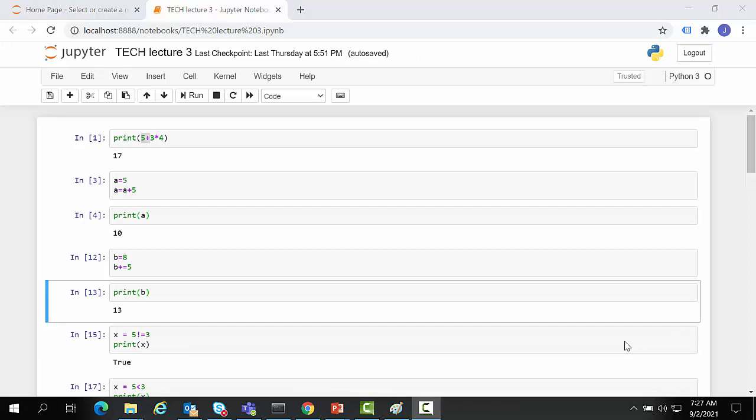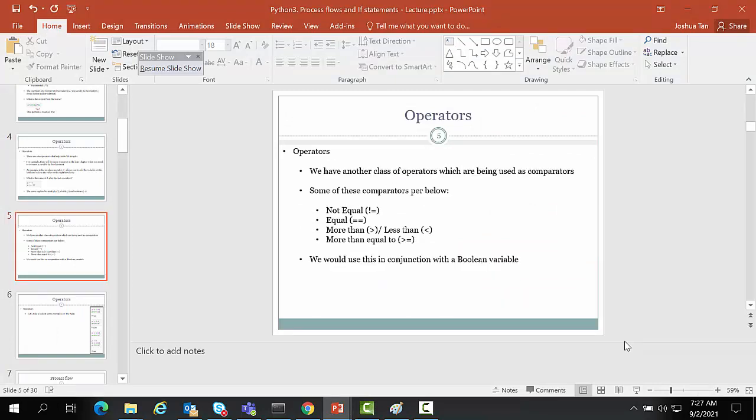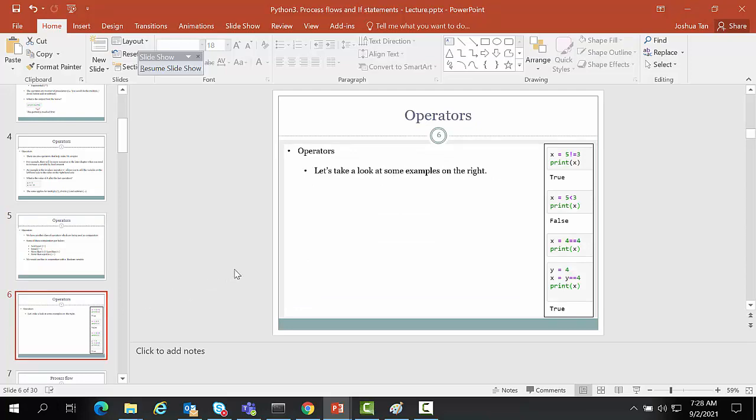Aside from our in-place operators, we have one last class of operators, and they are primarily used as comparators. Some comparators are used if we want to compare whether two values are not equal, whether they are equal, more than, less than, or more than or equal to. We will use these in conjunction with Boolean variables, which you learnt about in your last lesson. Let's take a look at some examples on the right.